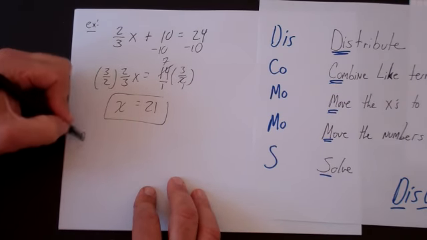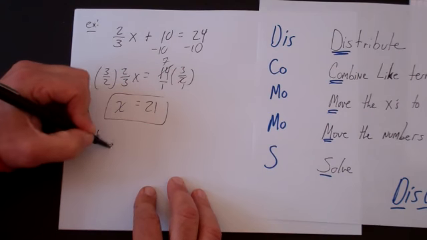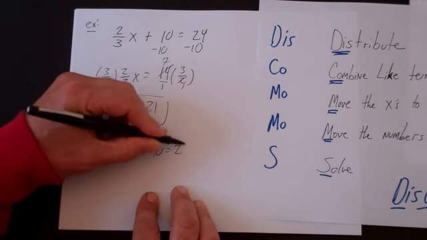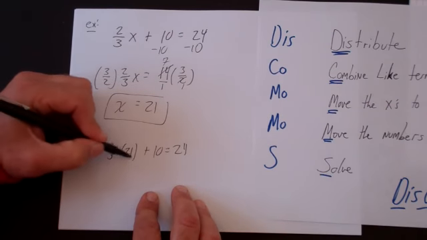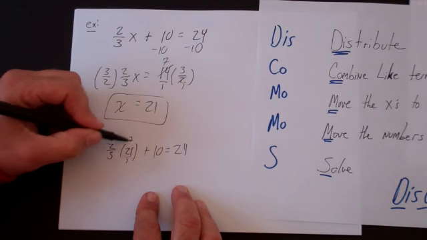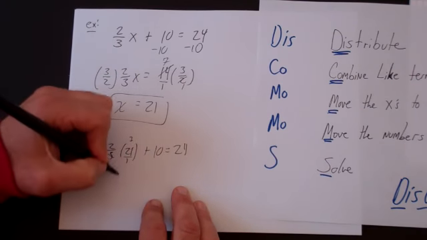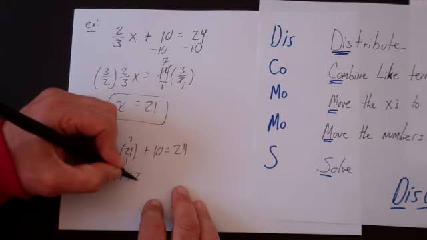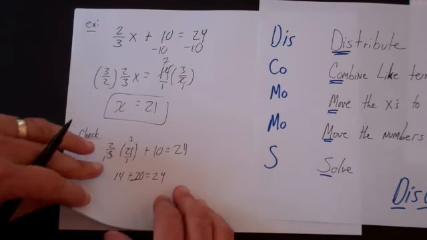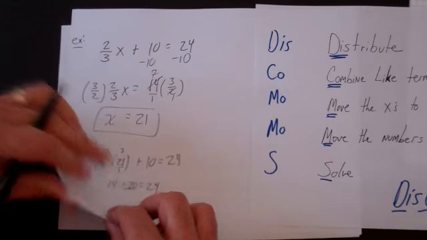How do you check it? You just plug it into the original problem. 2/3 times 21 plus 10 is 24. That's 21 over 1, that's 42 over 3, or you can go 7. That's 14 plus 10 is 24, which of course is correct. That's the easiest type of problem, really, in a sense.